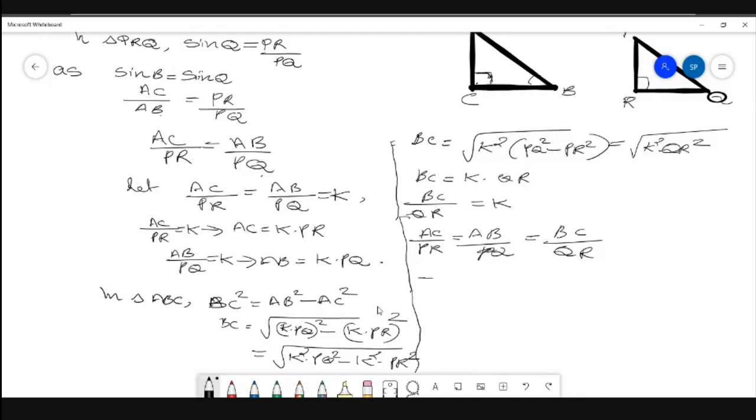So it means that triangle ACB is similar to triangle PRQ. So we can say that their corresponding angles are equal. So two triangles are similar. We can say this as the SSS criteria, correct? SSS criteria: three sides are in proportion. So triangles are similar. Therefore, we can say angle B equal to angle Q.